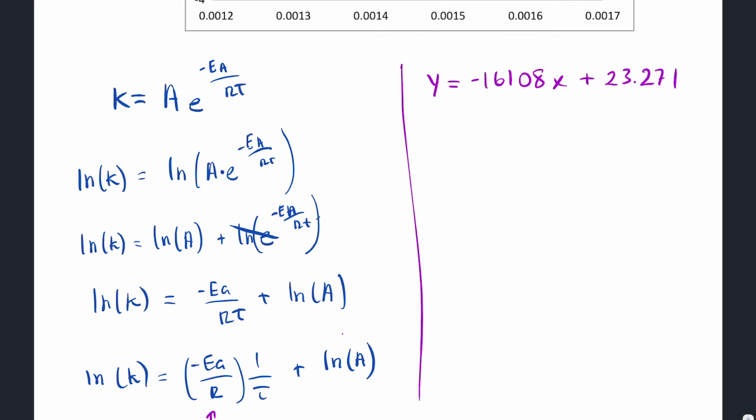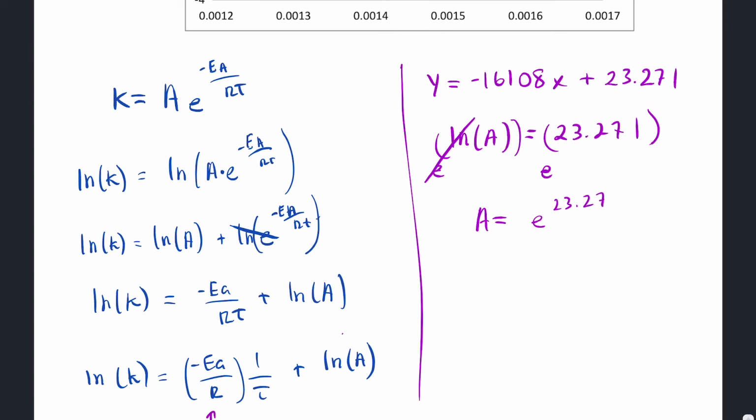So let's do that. The natural log of A equals 23.271. We're essentially equating the two because that's the part that is analogous to the other. Great. We're not done yet because that's the natural log of A. So if we raise both sides to the e power, e to the ln of A and e to the 23.271, the e and the natural log will cancel, and I'll be left with A equals e to the 23.271.